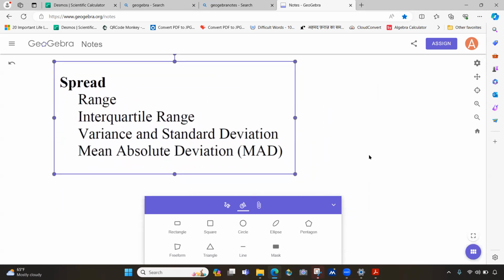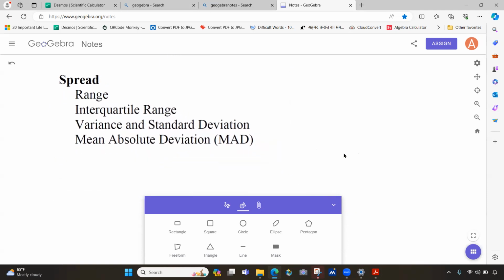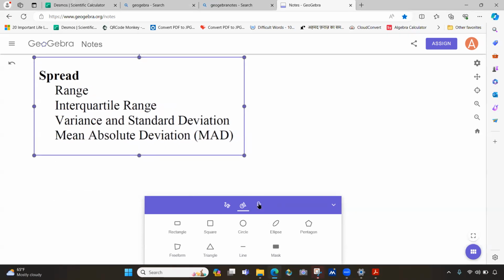The second topic is spread. The range, interquartile range, variance, standard deviation. So we're going to talk about some of these things. So what is spread? I'll give you an example. Why do we care about spread?